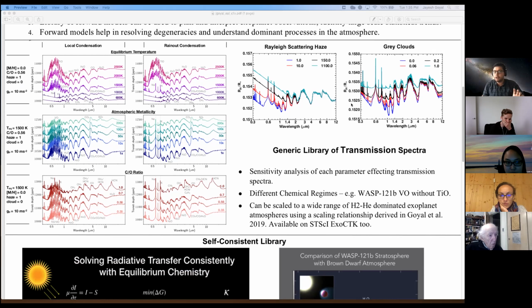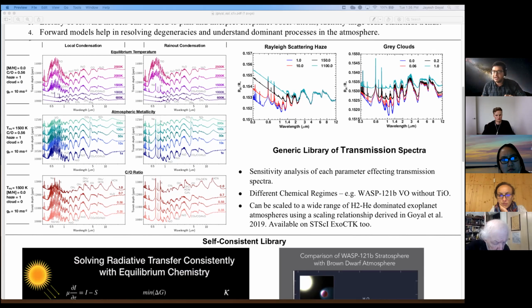Then we have also included the effect of haze and clouds. Now, when I say haze and cloud, this is very simplistic. So this is a Rayleigh scattering haze. You can see here this slope, like a lambda to the power -4 slope. And as you increase the amount of haze in the atmosphere, the size of the features decreases.